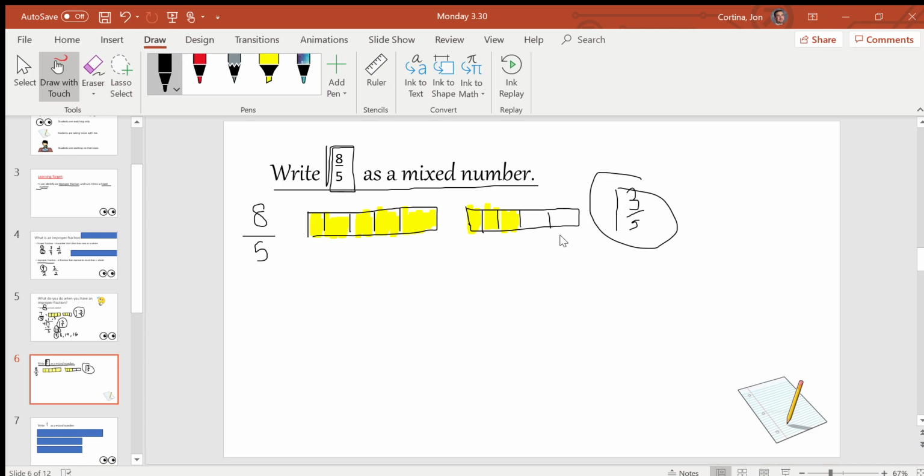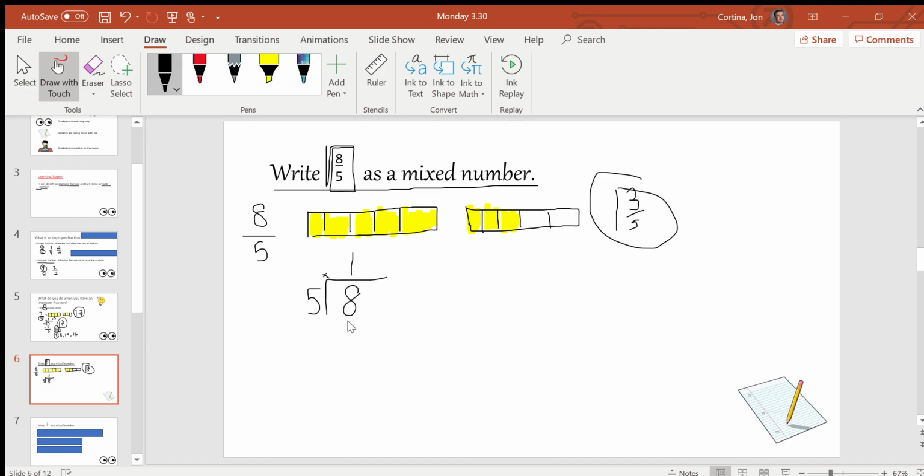Okay, let's look at our second strategy. We're going to divide. This fraction really says 8 divided by 5. So we're going to set up our division problem that shows we're dividing 8 by 5. So how many times can 5 go into 8? Well, if we skip count, 5, 10, 10 is too much, so it can only go in one time without going over. So we go to our multiplication.